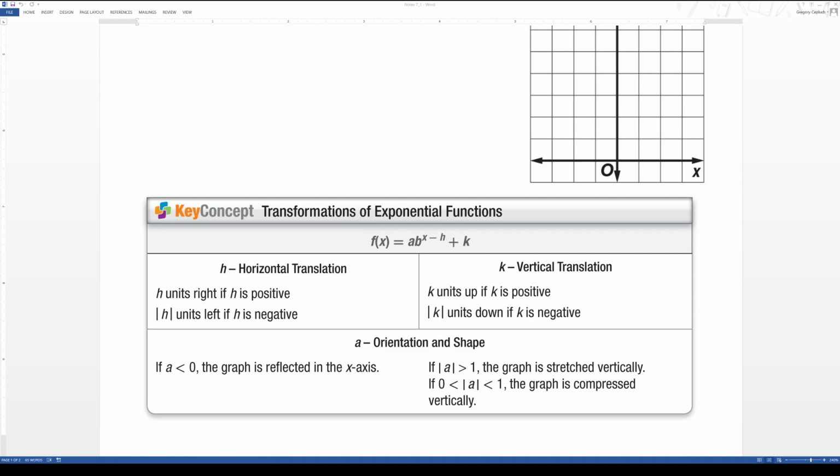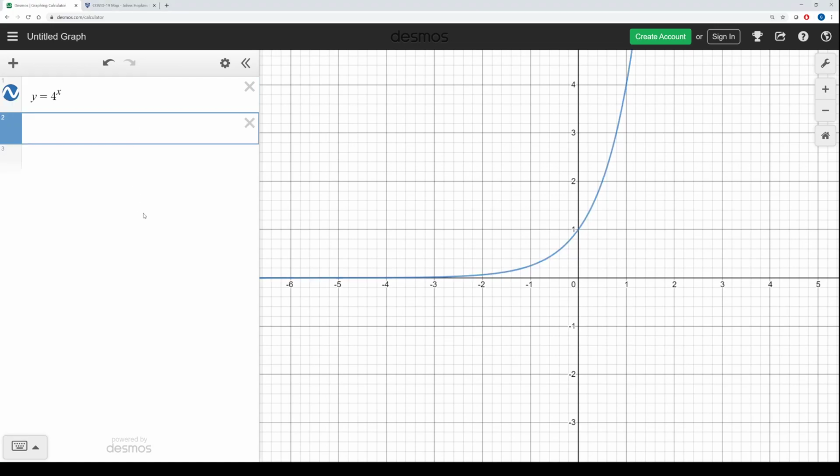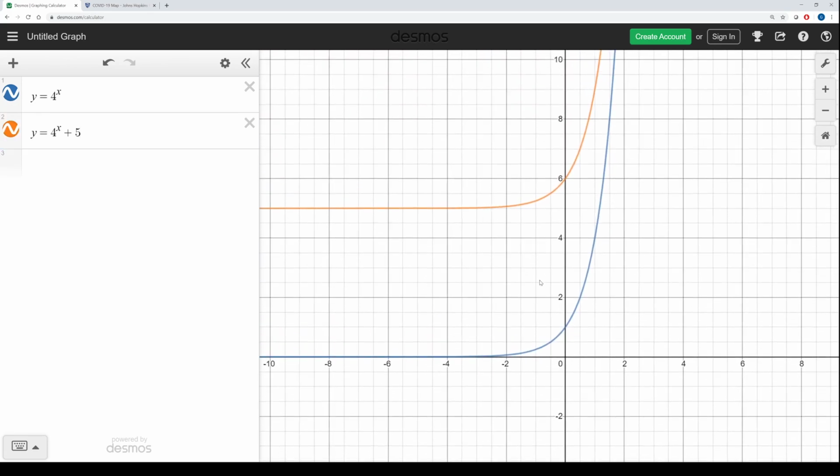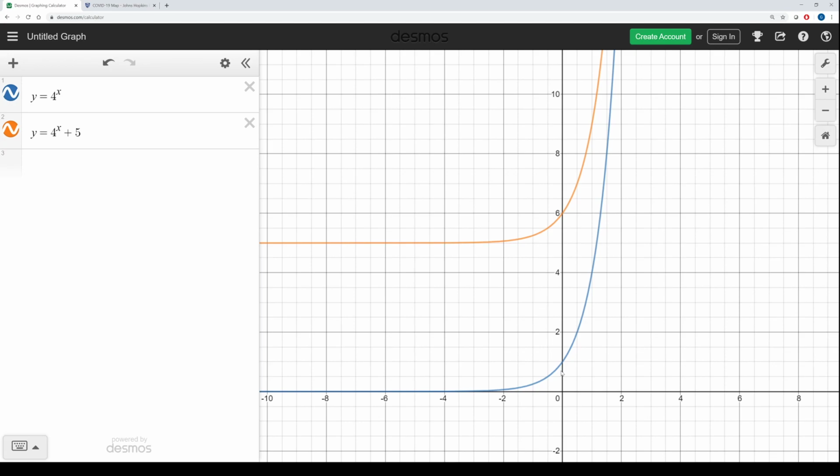We'll go back to our graph. Okay. Y equals 4 to the x power. I definitely don't want that to be blue. We'll make it orange. Okay, so let's add 5. Wonder what happened. There we go. So if we take any point on the blue curve, like 0, 1, for example, to get to the orange curve, we just need to add 5. So that's why the orange curve crosses at 0, 6.